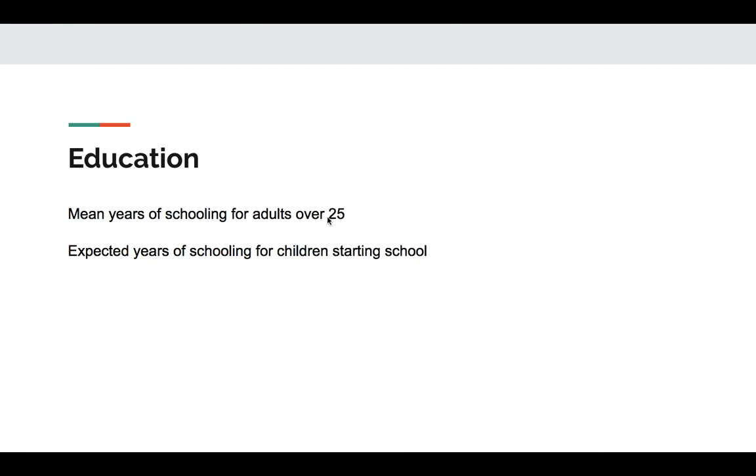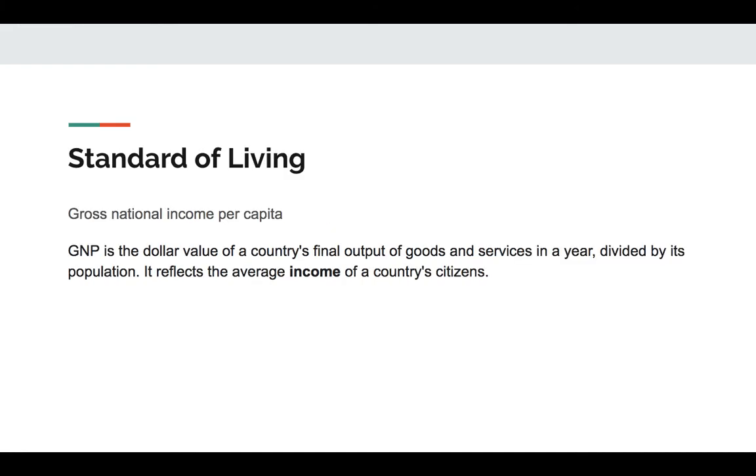We would expect this number to be lower than the expected years of schooling for a country that's developing, meaning over time, more and more people are going to school longer. And then the last one is standard of living, which is measured by gross national income per capita. What that means is simply this sentence here. It reflects the average income of a country's citizens. So, the more technical definition is the dollar value of a country's output of goods and services divided up by the population. So what it's intended to show is the average person's income. How much money does the average person have to meet their standard of living?